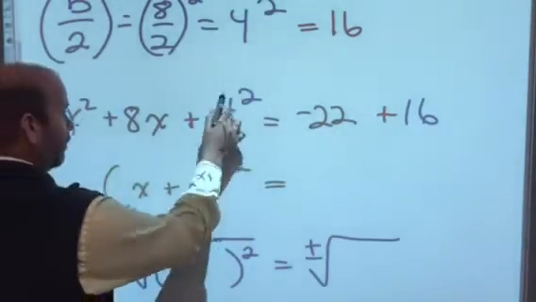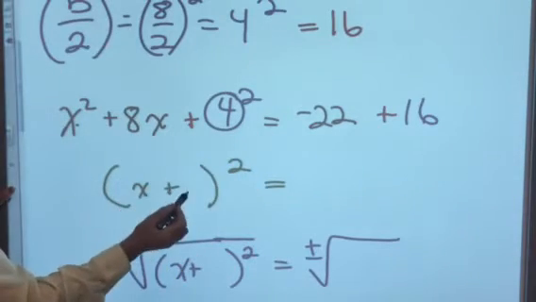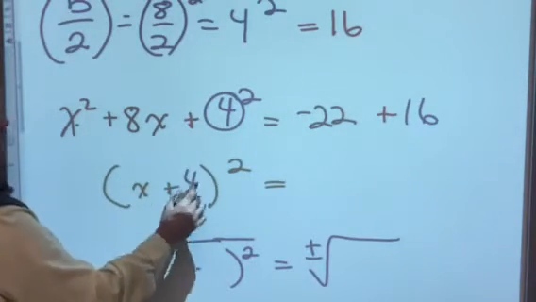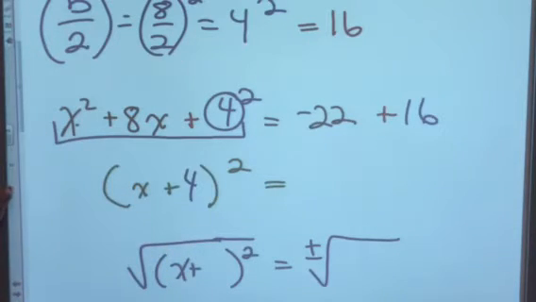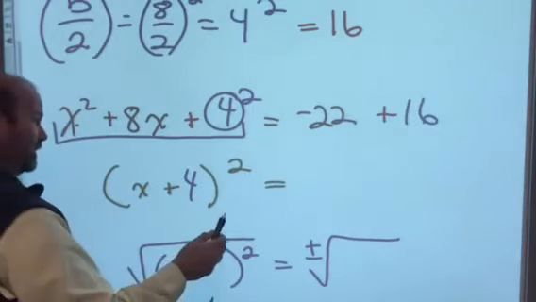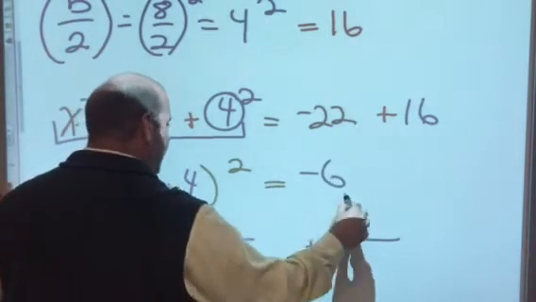So x plus 4 squared, this is a perfect square trinomial. That's what I spent the whole first 10 minutes of this going over and introducing. Negative 22 plus 16 is negative 6.